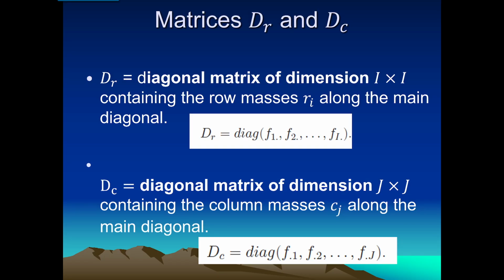Okay, matrices, capital DR and capital DC. Same thing, but put as diagonal matrices. So the elements of R form the main diagonal of matrix DR, and this diagonal matrix has all the entries which are not on the main diagonal equal to 0. Same thing for DC. So DR has dimension I times I, DC has dimension capital J times capital J, the number of columns. Right.